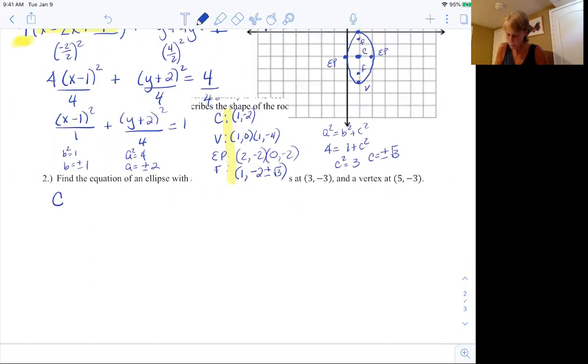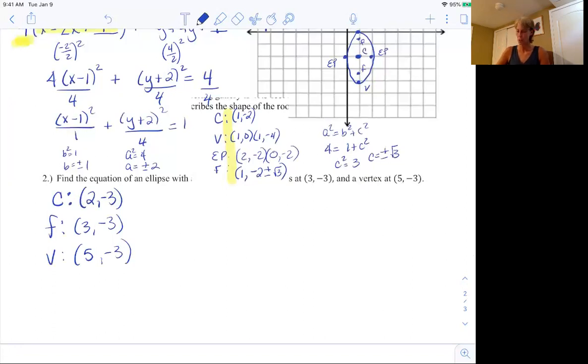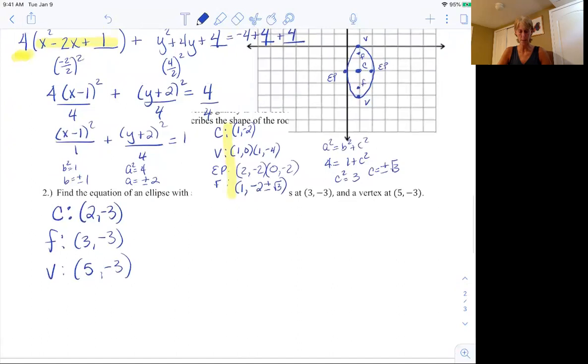So the center is 2, negative 3, a focus at 3, negative 3, and a vertex at 5, negative 3. I don't know if I messed up my document or what happened there, but on my printed lesson, this is the information I have. So finding an equation, we're going to do the same thing we did yesterday. To find an equation, we start by plotting the points.